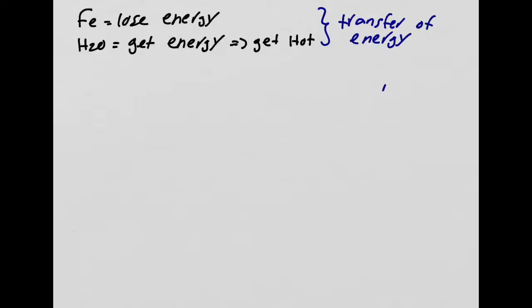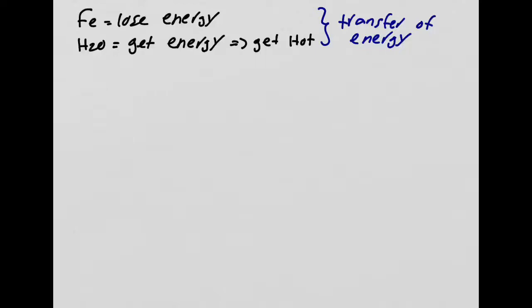So I'm actually going to write this down because this is very key: iron is going to lose energy. Who gets that energy? It's a transfer of energy. If one thing loses it, the other one has to get it. And then water is going to get the energy, and that's why it got hot. So what's going on here? I have a transfer of energy going on, and there is no phase change. It's just a temperature change.